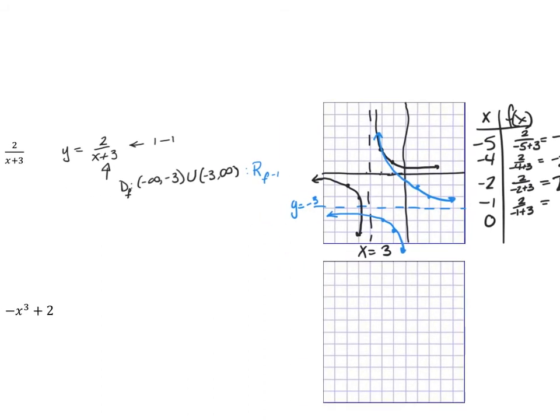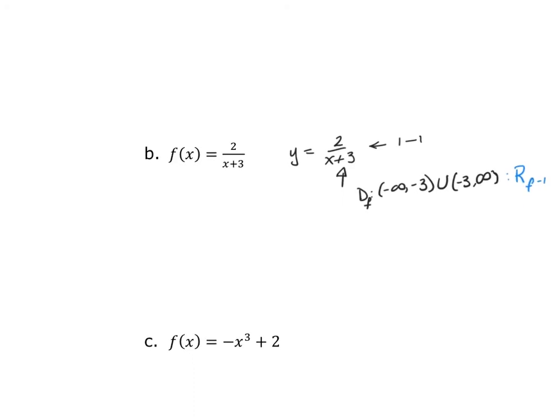So let's come back over here and actually do the inverse. So we're going to go through the steps. y is equal to 2 over x plus 3. Now we know it's 1 to 1. For every x I put in, only one y comes out. And then what I'm going to do now is solve for x. So I'm going to multiply both sides by the x plus 3. When I multiply both sides by x plus 3, I'm going to get y times (x plus 3) is equal to 2.